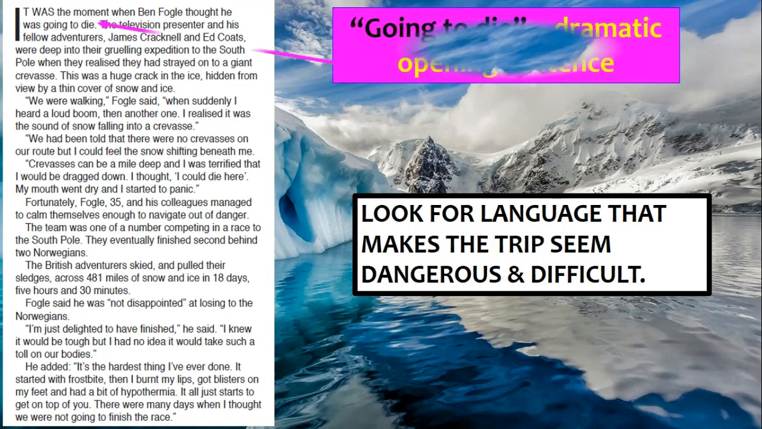So first of all, the actual first sentence is, it was the moment when Ben Fogle thought he was going to die. So I've zoomed in on that sentence and I've picked out the phrase going to die. Well, why does it make it seem dangerous and difficult? Well, it's a dramatic opening sentence for a start. So the technique is the dramatic opening sentence, and it makes us think straight away the stakes are really high, that Ben Fogle's life is at risk.